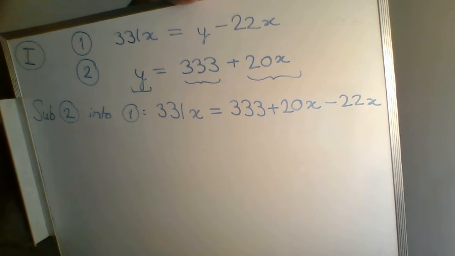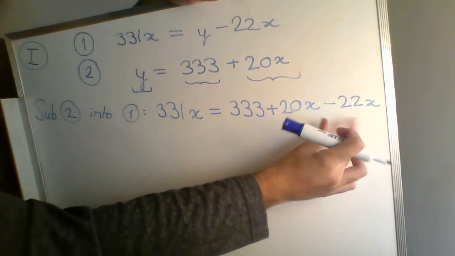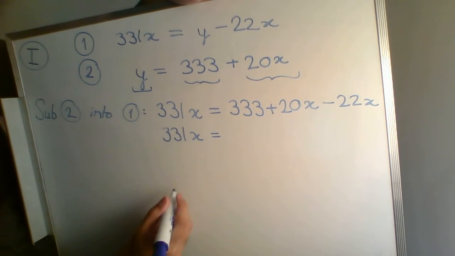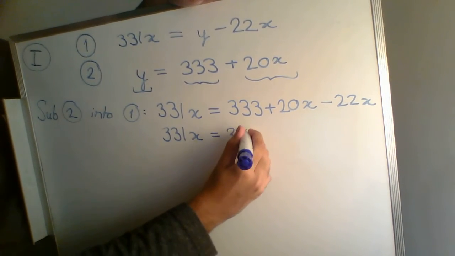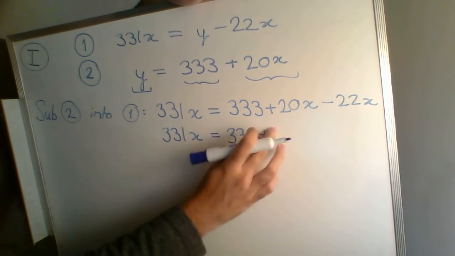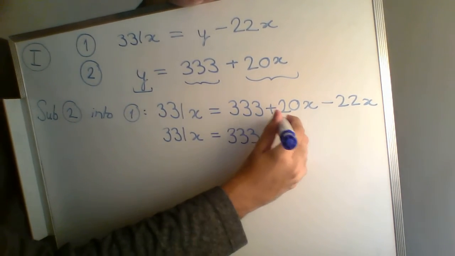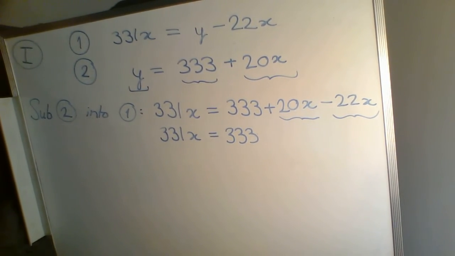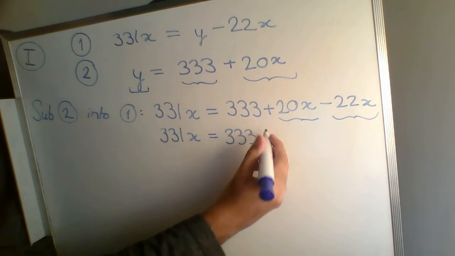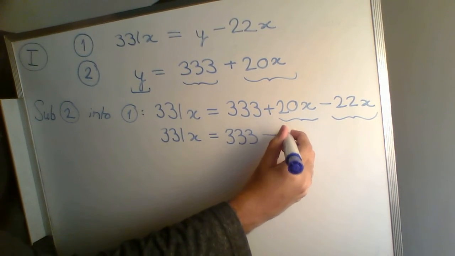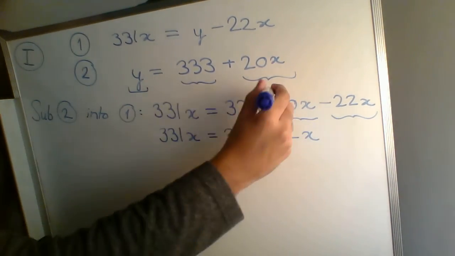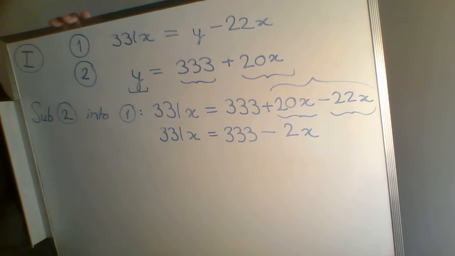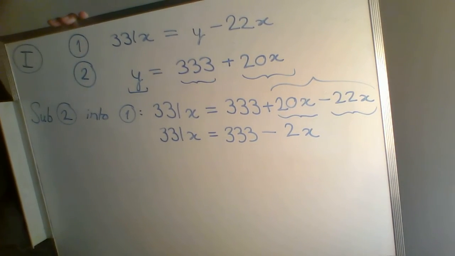Okay, so now if we look at this, we've got everything sorted out in terms of x's and constants. I'm going to start off by grouping together the x's on that side. I'll leave this one alone for now. So we've got 331x is equal to 333 plus, well, actually it's not going to be a plus sign because we've got 20x minus 22x. That's like 20 apples minus 22 apples, which leaves us with negative 2 apples. So I'm going to put a minus sign here, so it'll be minus 2x, because if we do this subtraction, we'll get an answer of minus 2x at the end of it. So that's where we get that minus 2x over there.